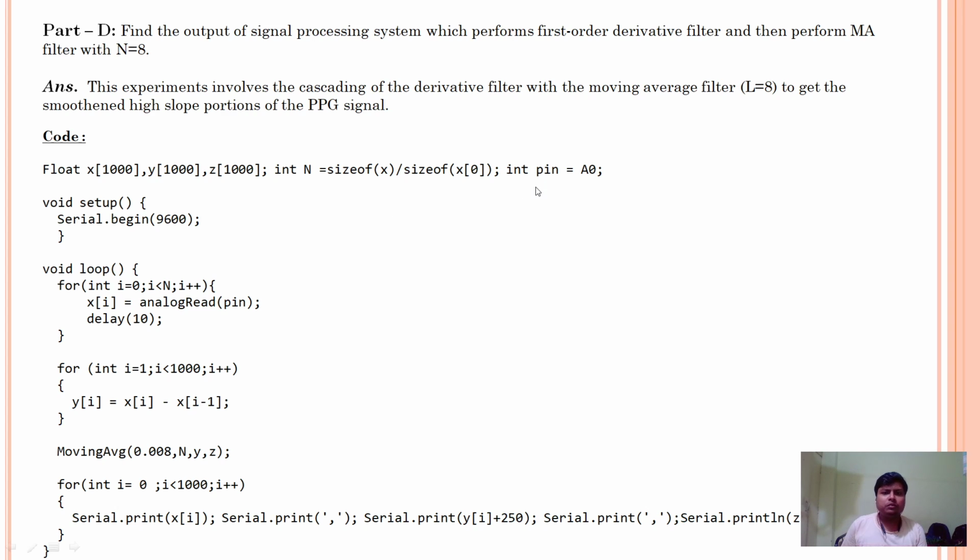We are going to record the PPG signal beforehand for 1000 samples in real time using the analogRead command, followed by passing it to a first order derivative filter, which is as follows, to get y of i. This y of i is then fed to a moving average filter of a small window just to smoothen out the signal. The output will be as follows.